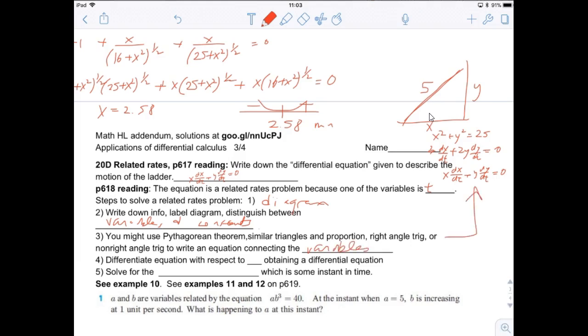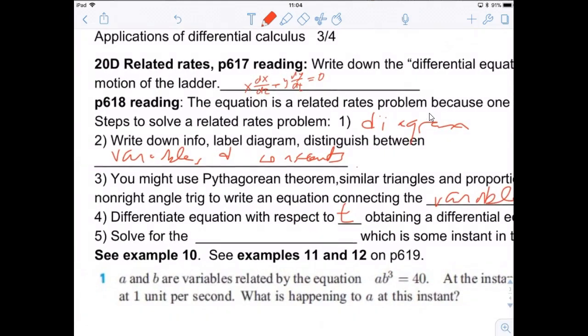Here, we had the variables x and y. We related them by writing a Pythagorean theorem equation. Differentiate the equation with respect to time to obtain a differential equation. Finally, solve for the particular case, which is some instant in time. Okay? And so, for now, what they're going to give us is, oh, what if the speed of the ladder sliding down the wall is 2? What would be the speed of the ladder sliding away from the wall?